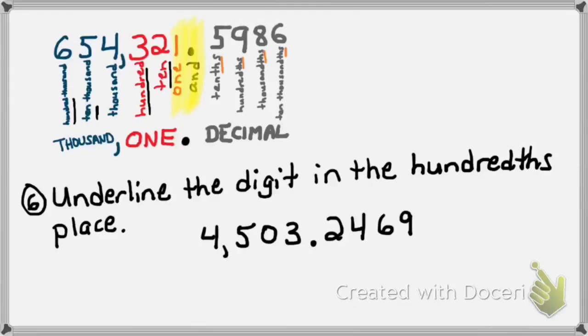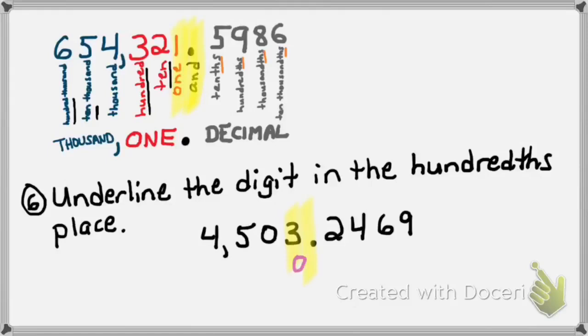And number 6 says underline the digit in the hundredths place. Again, I noticed the THS at the end, so I know it has to be to the right of the ones column. Find my digit in the ones column and the decimal. There they are, I highlight them. Label it O for ones column.